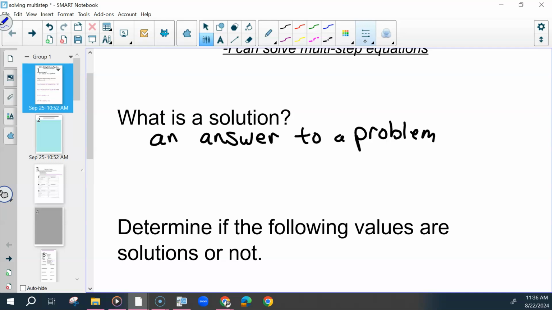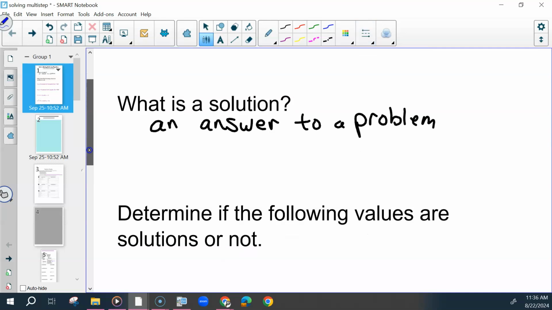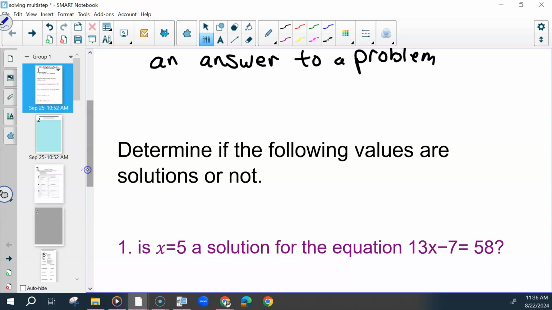Alright. So then these next four, they're asking us to determine if the following values are solutions or not. So how could I do that? I'm just going to slow down a bit. How could I figure out, is 5 a solution to this problem? You could do 58 minus 7 gives you 51 and then divide that by 13. Okay, so you could actually solve the problem.